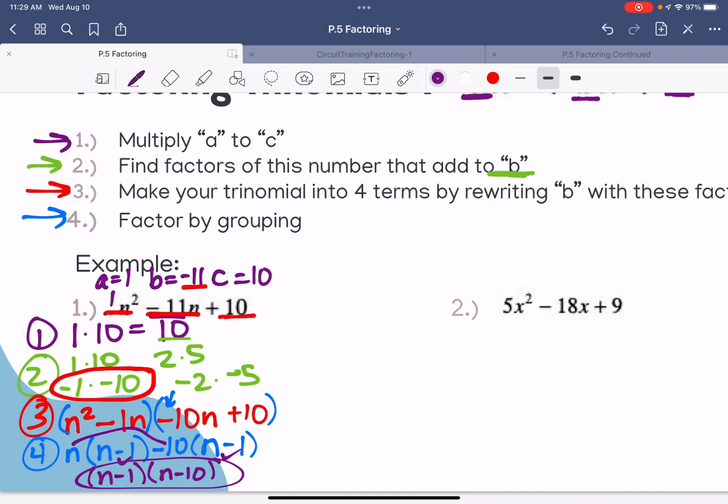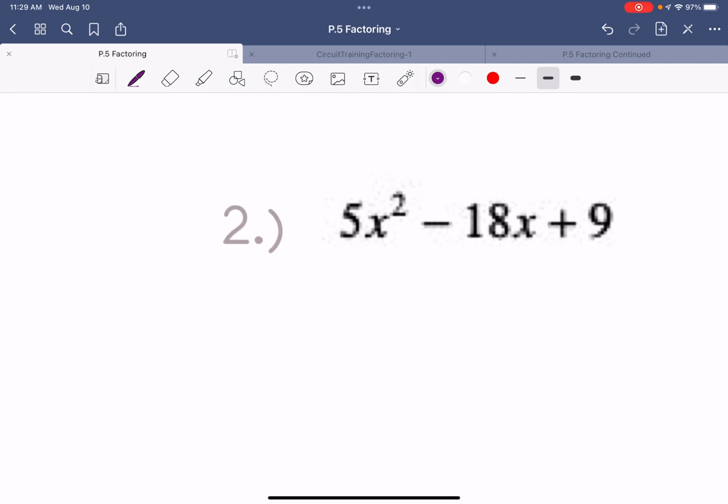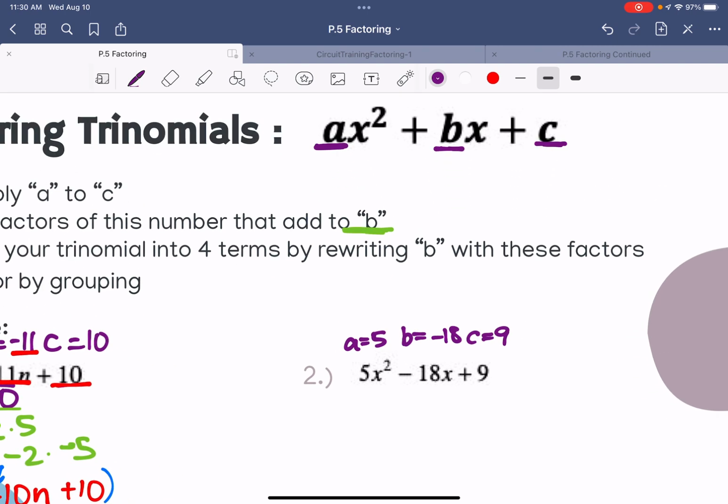All right, so let's go through this process one more time here. So the first thing I'm going to do is identify my A, my B, my C. So A in this case equals 5, B equals negative 18, and C equals 9. If you want to know where I got that from, again, it comes from the ax squared plus bx plus c.